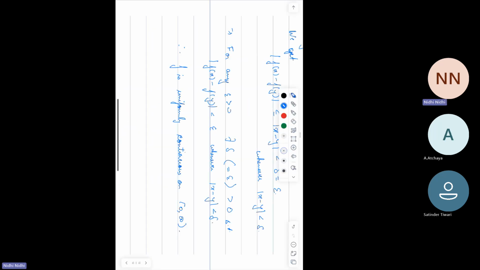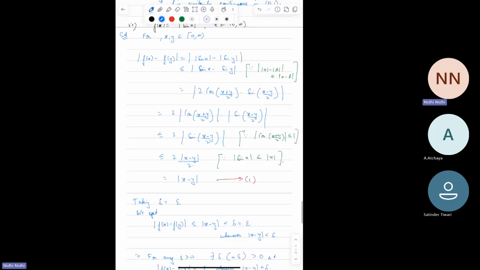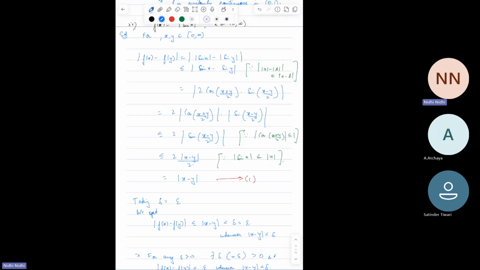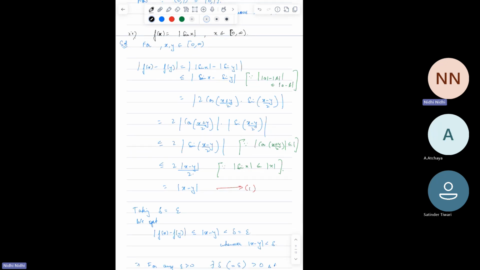I hope this proof is clear. If you have any doubt at any step, please let me know here. Because our domain was closed 0 to infinity, which can never be a subset of some closed and bounded set, we could not use the continuity of the function sin x, mod sin x. So we had only one choice, to use the definition of uniform continuity. Therefore, we did this.